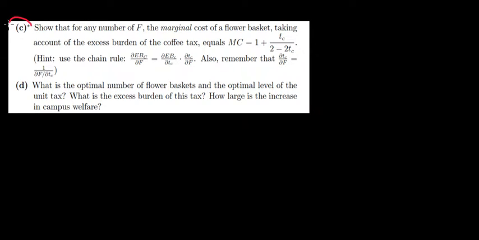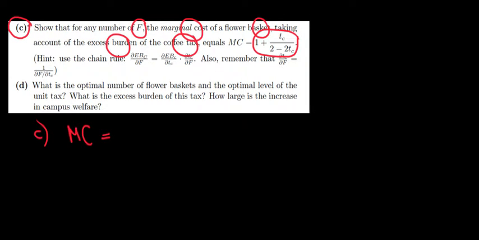Let's work on part C in this video. Show that for any number of flowers, the marginal cost of one more basket, taking into account the excess burden of the coffee tax, equals the following function. So let's see what's happening here. What is the marginal cost of providing one more basket of flowers?